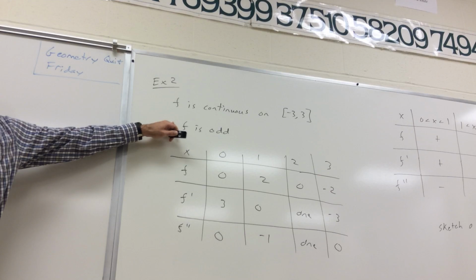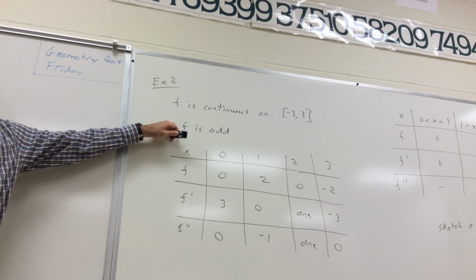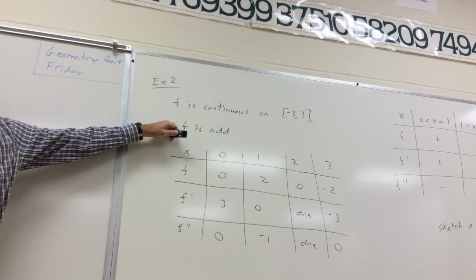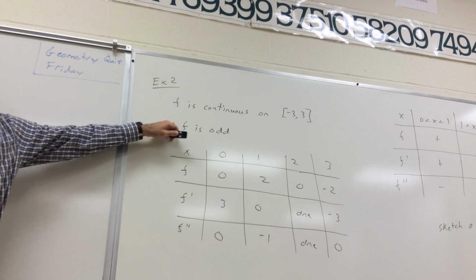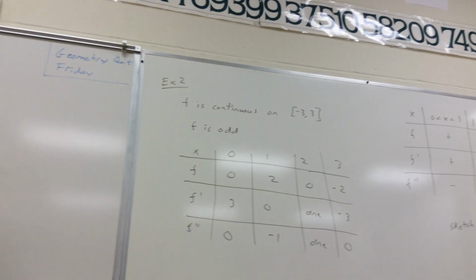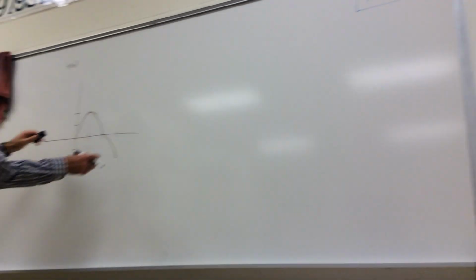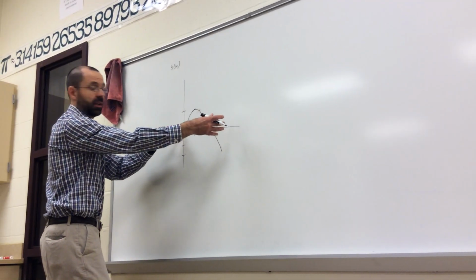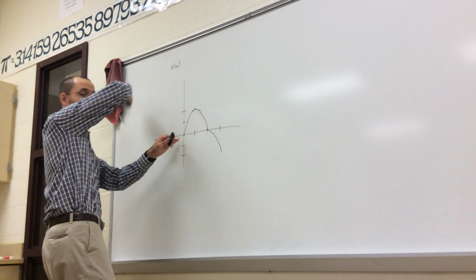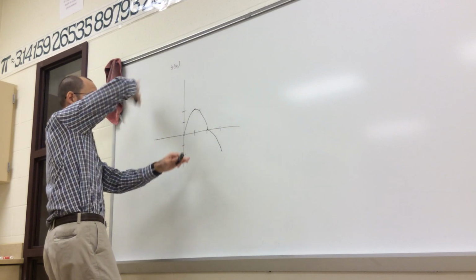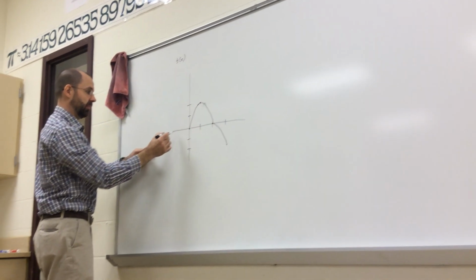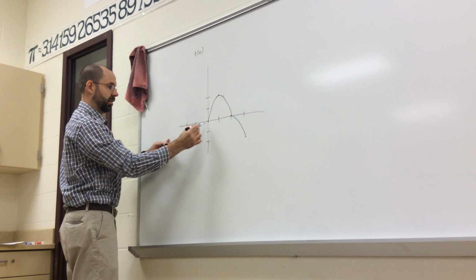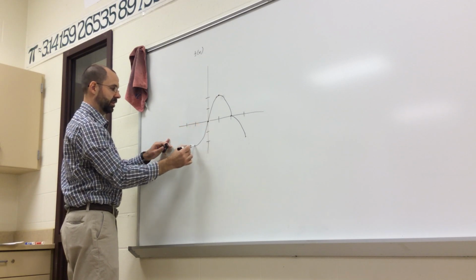The f is odd tells me something. So an odd graph is a graph that if you rotate it 180 degrees, it's still going to match up with itself. That's what odd is. So I need to take this and rotate it 180. And so it'll end up looking like this.